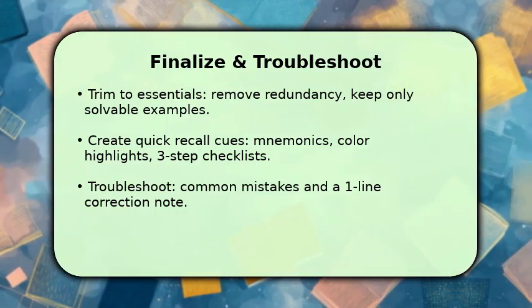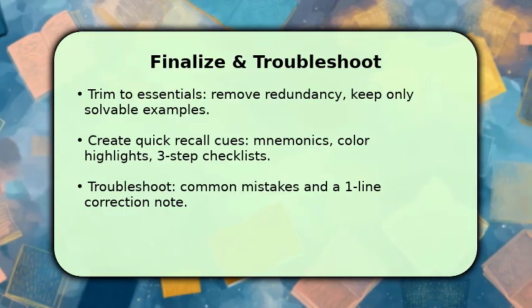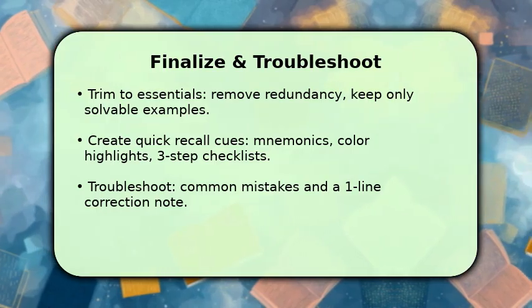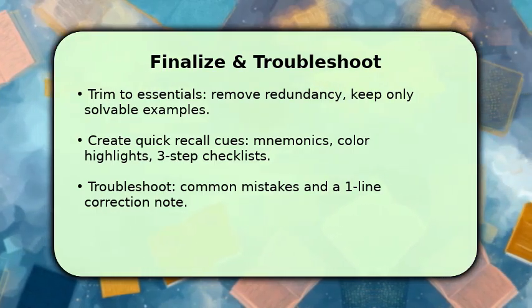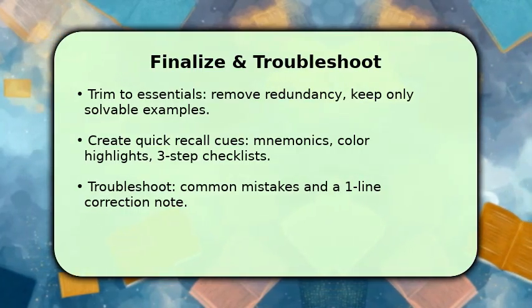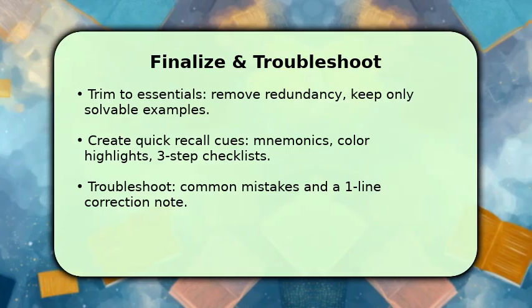Once finalized, test the note on one past problem and adjust. If things go wrong, include a one-line troubleshooting tip for common errors, for example: sign errors in work/energy. Check direction conventions. This final check ensures the note is actionable and reliable.